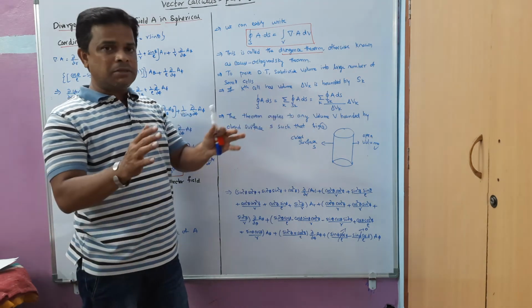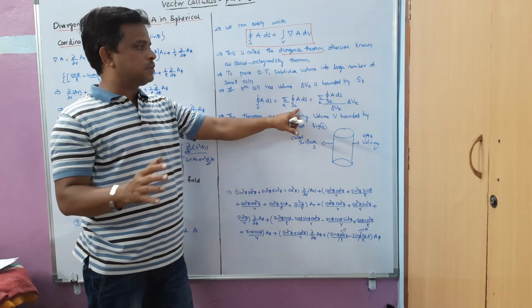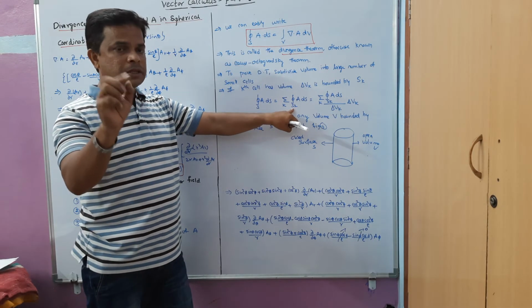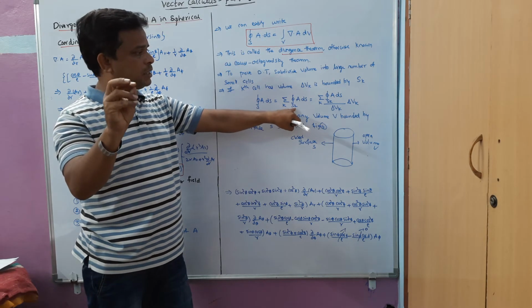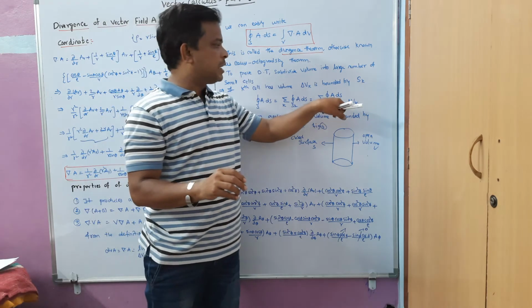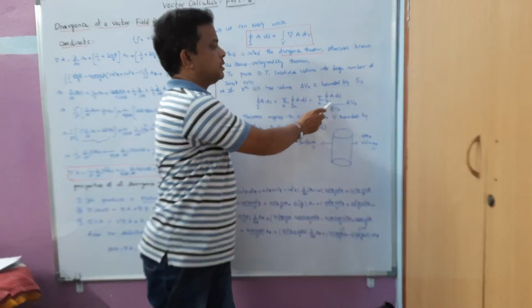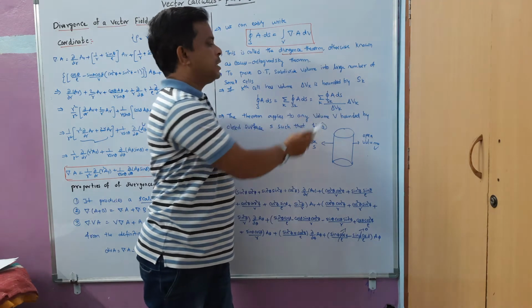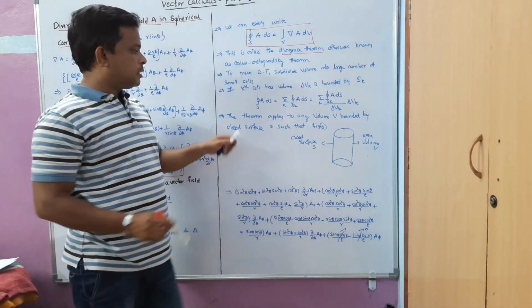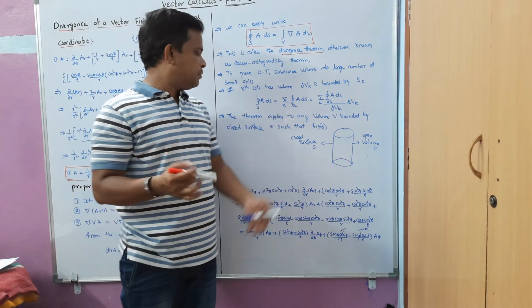If the ball has been broken into k number of cells, the kth cell is bounded by the surface Sk. I can easily write the sum over k of the closed surface integral over Sk of A dot ds divided by delta Vk, into delta Vk. Finally, we can say that the theorem applies to any volume which is bounded by a surface.